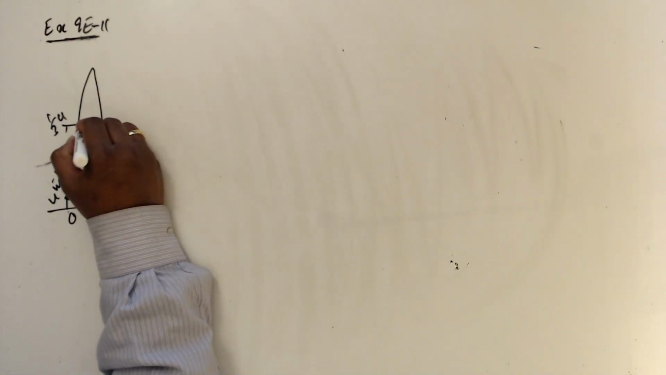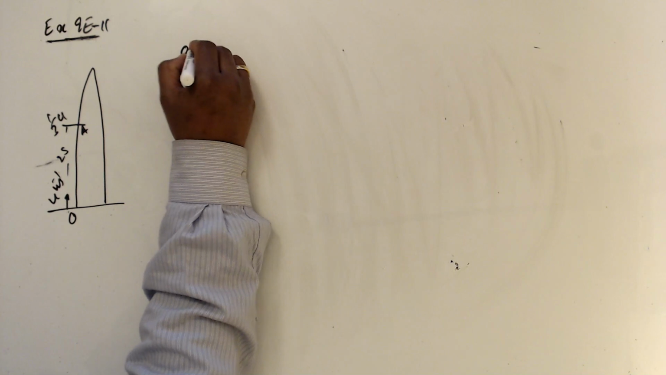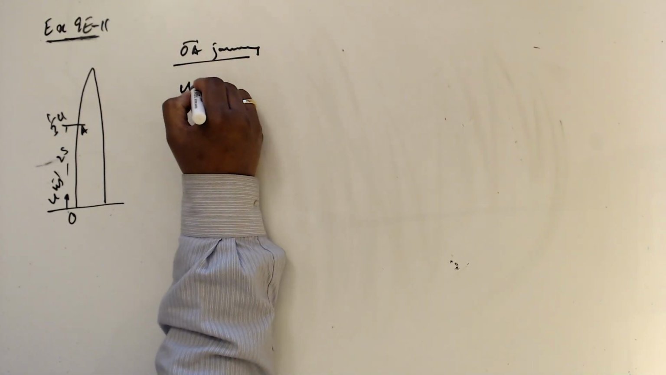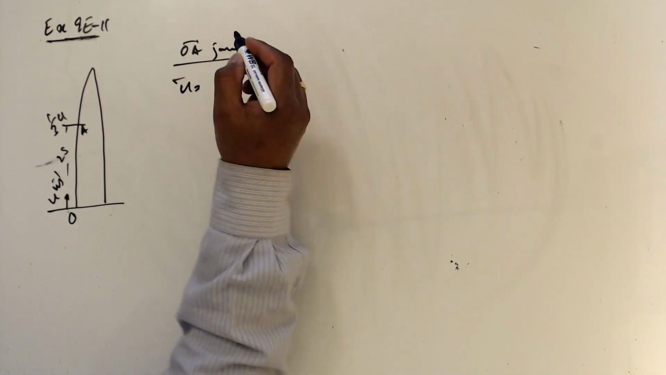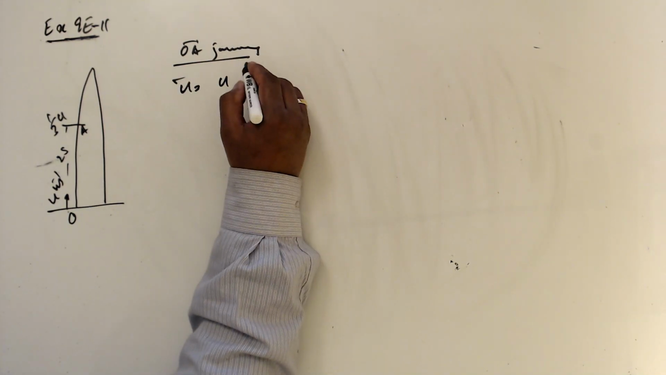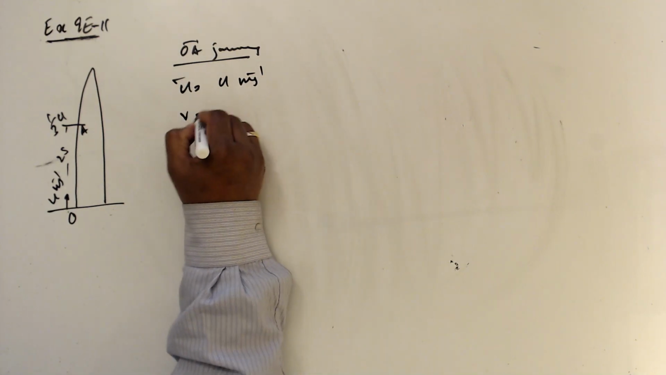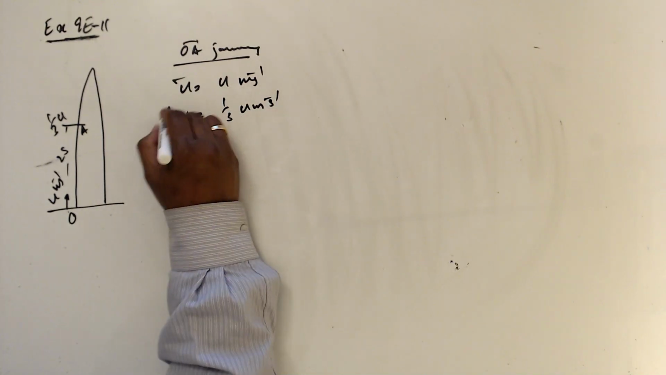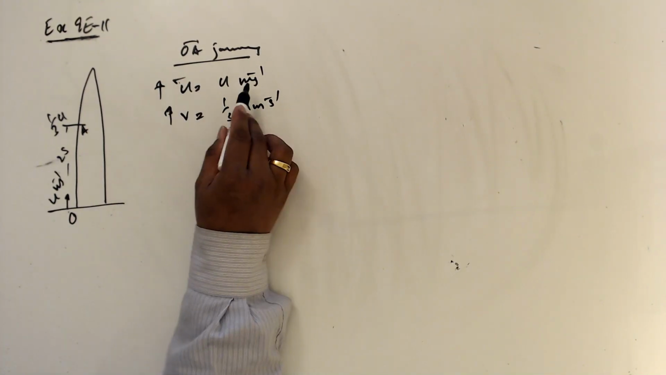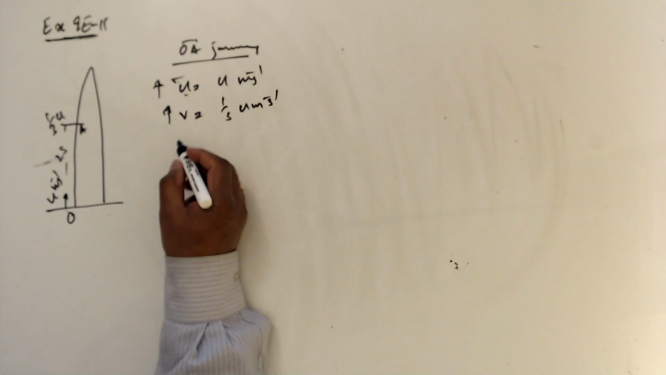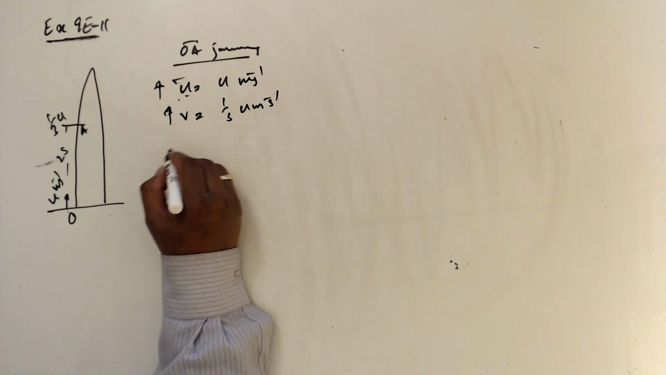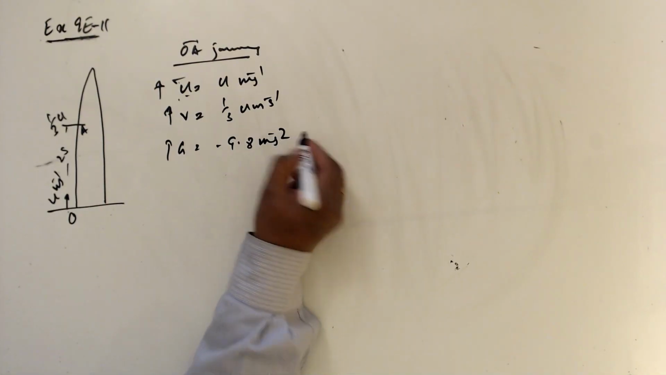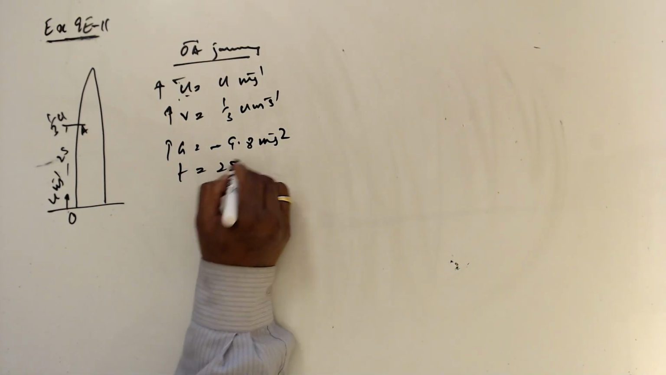So I put this point as A. So we'll consider the OA journey. I'll put u bar equal to u m s^-1 upward, and v equal to 1/3 u m s^-1 upward. I put u bar because both are u. And a equals minus 9.8 m s^-2. t is given as 2 seconds.